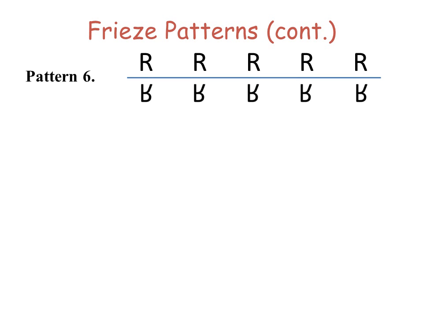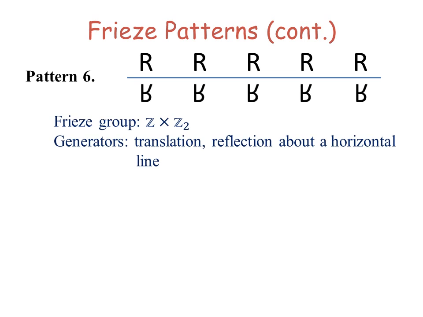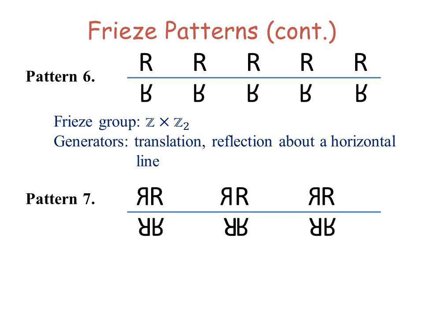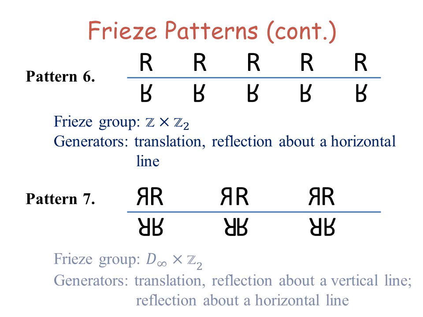Pattern 6. The Frieze group is Z times Z2. It is generated by translation and a reflection about a horizontal line. Pattern 7. The Frieze group is D sub infinity times Z2. It is generated by translation, a reflection about a vertical line, and a reflection about a horizontal line.